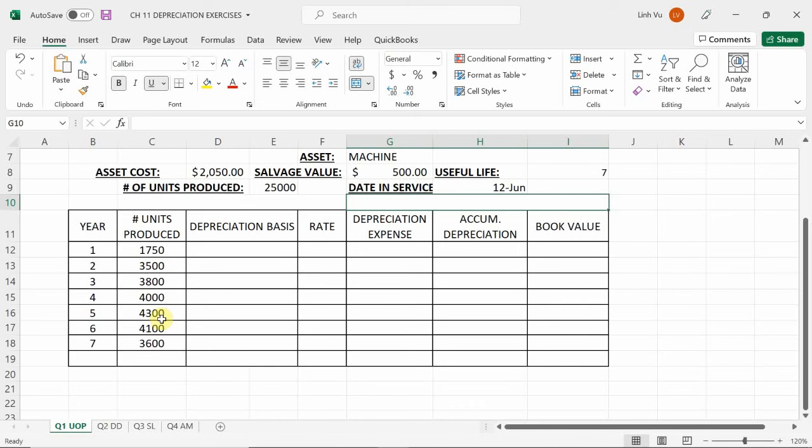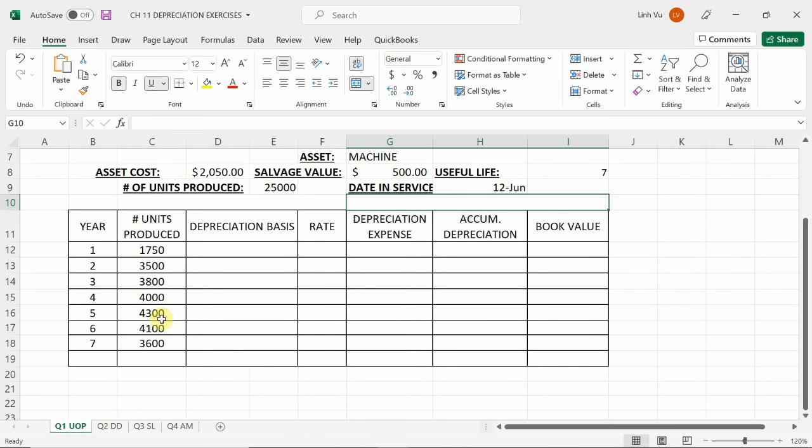So in this case, our machine produced in our first year only 1,750, compared to one whole entire year where you can do up to 4,000 units. That makes sense, right? Because you place the asset into service during the middle of the year. So the number of units produced that year is going to pretty much determine the length of time that you've had the asset.